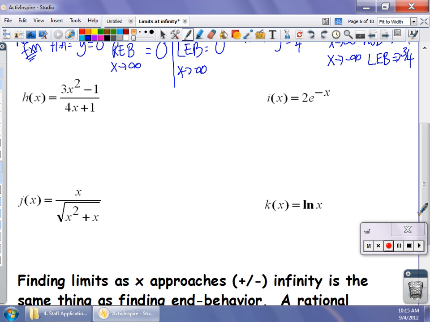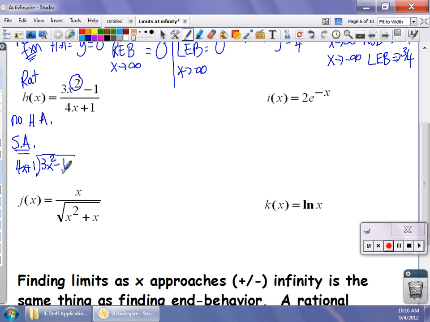In h of x, we have another rational function, except this time the function is top-heavy, meaning that the degree in the numerator is greater than the degree in the denominator. In that case, you will recall that there is no horizontal asymptote, but in fact there is a slant asymptote. To determine the slant asymptote, which is not our focus right now, you would divide the denominator into the numerator, do that long division, and locate your slant asymptote. But again, that's not really what I'm focused on.